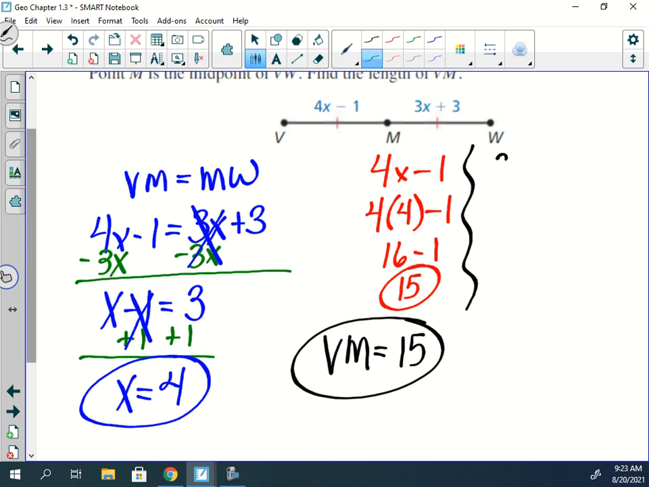Now say I plugged it into the other one, 3 times 4 plus 3. So I use the other equation. Well, what is 3 times 4? 12 plus 3 is? Does it come as a surprise that we get 15 if I plug it into either one? They're both the same distance. Since they're equal, they should give us the same value.